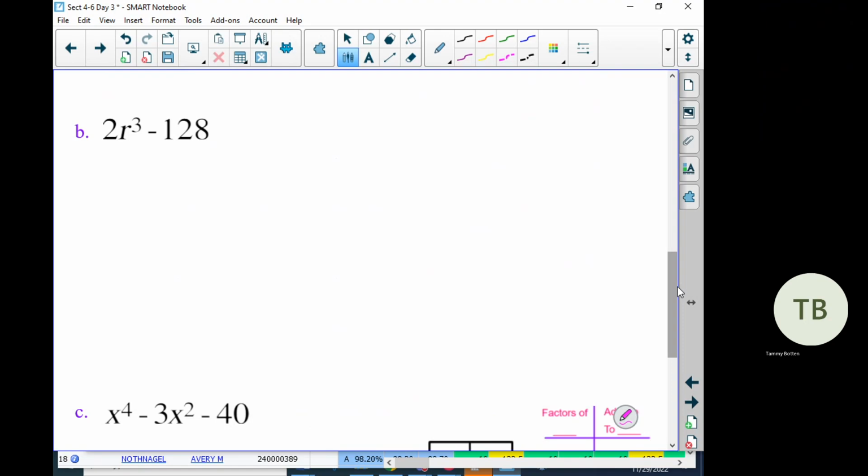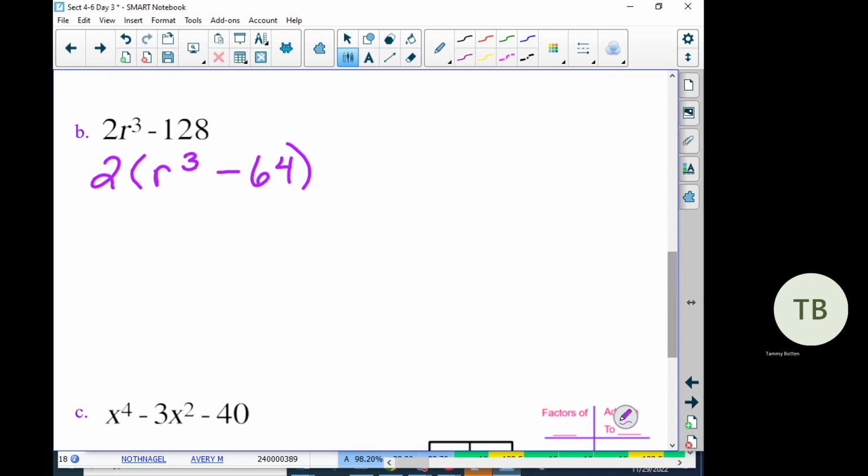Now, if I look at this one, I have two terms again. And the first thing when you have any type of factoring, if you notice that you can factor something out front, you want to do that. And in this one, I can factor out a 2. So I look at 2 times what gives us 2r to the third. That's r to the third. Minus 2 times what is 128, and that would be 64.